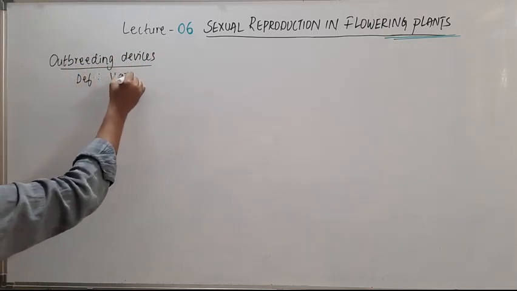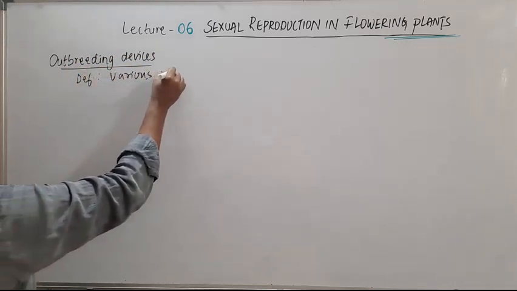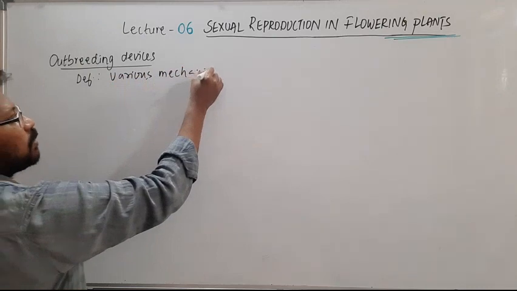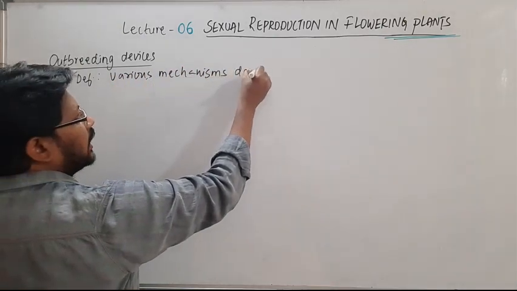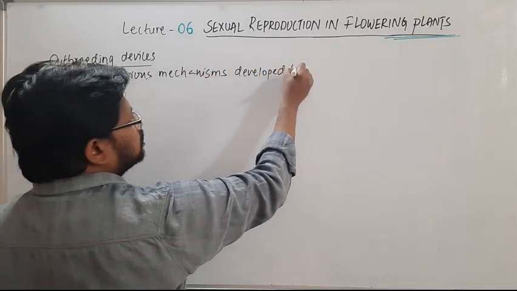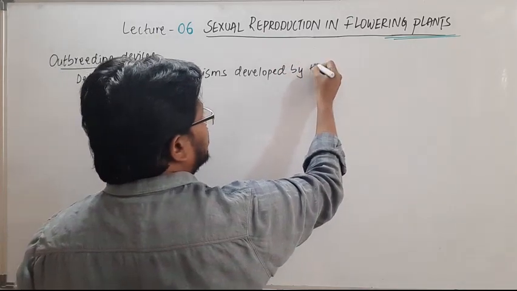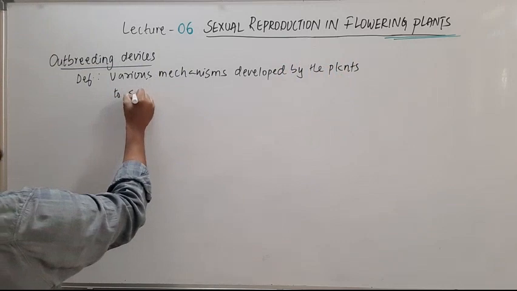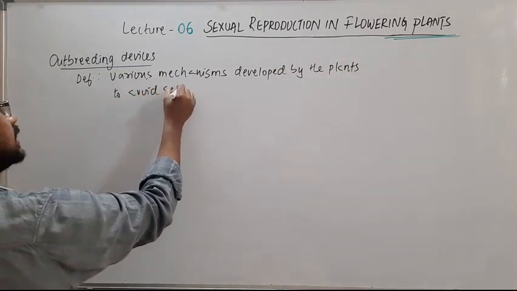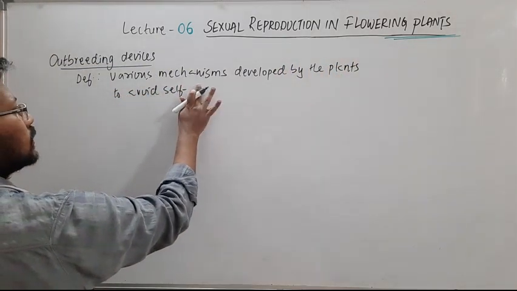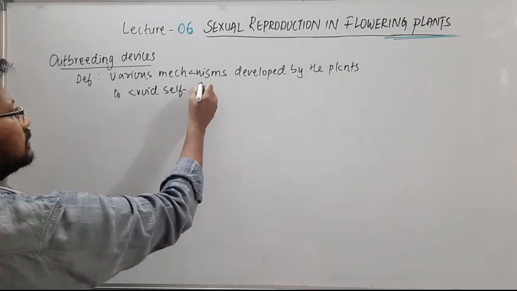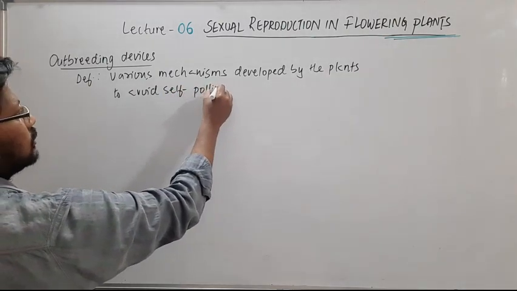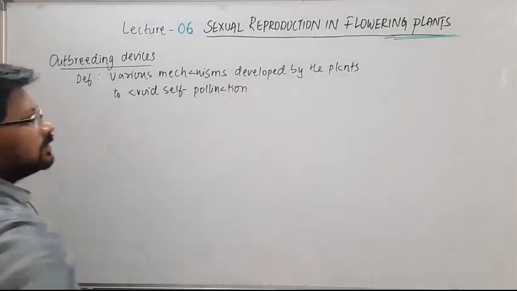So these are various mechanisms developed by the plants to avoid self-pollination. So these are various mechanisms developed by the plants to avoid self-pollination.